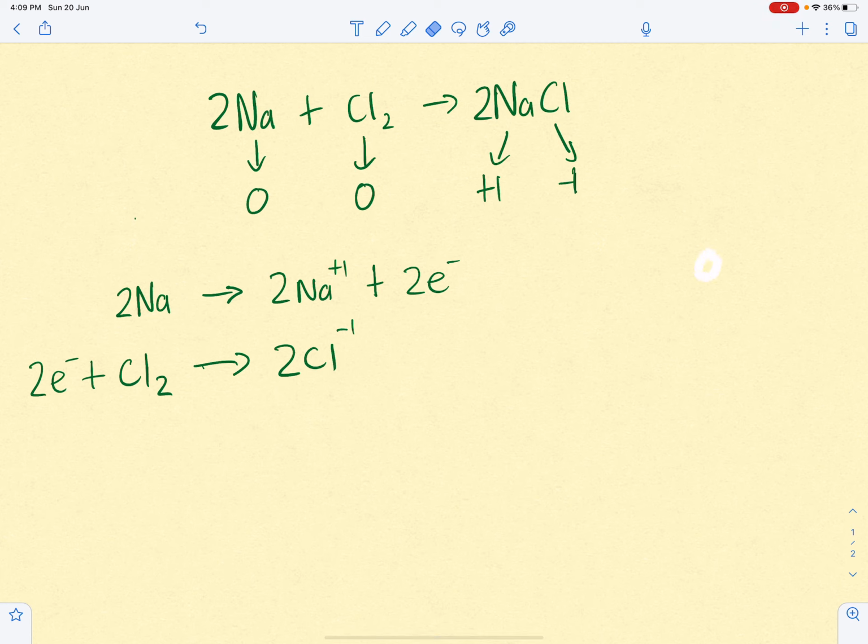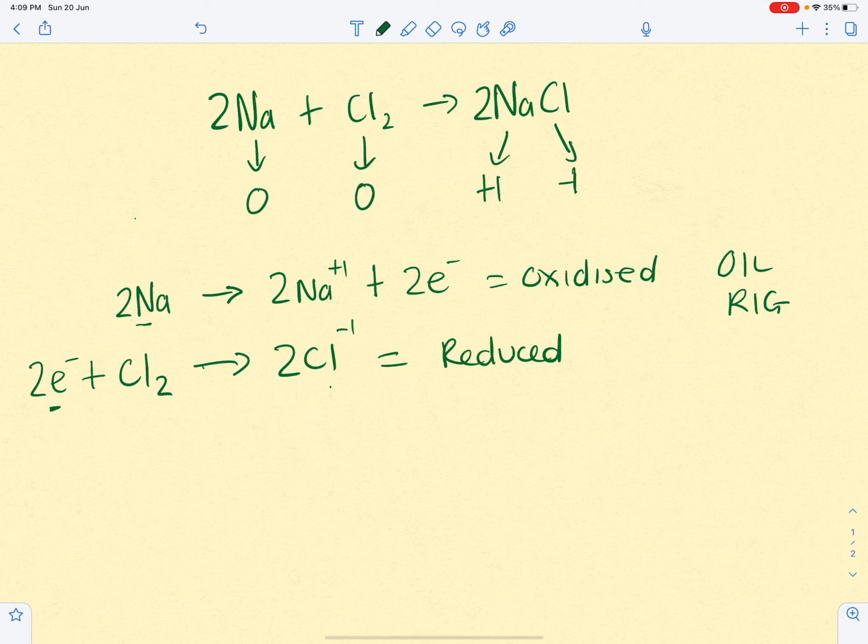So I can either use OIL RIG: oxidation is loss, reduction is gain. Well, the sodium has lost its electrons here, so it must have been oxidized. Here, the chlorine has gained 2 electrons to become a -1 ion, so it must have been reduced.